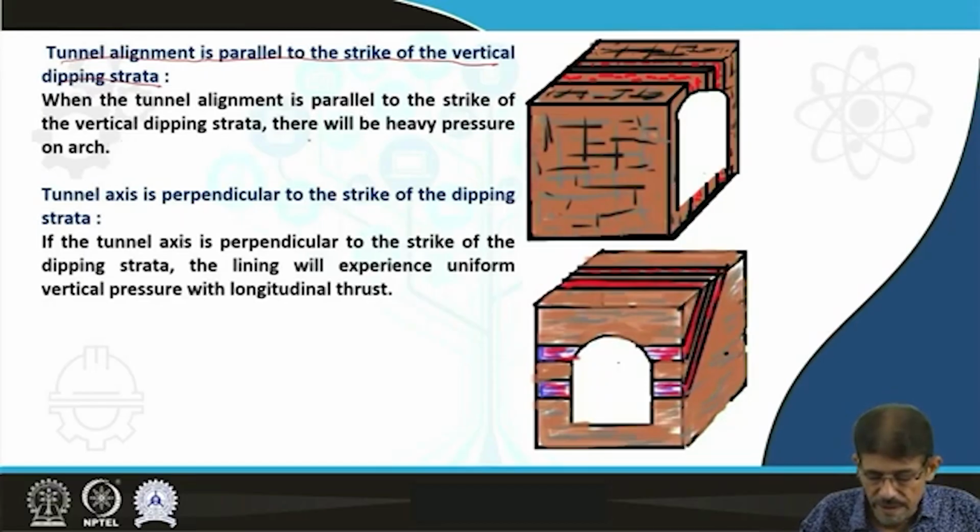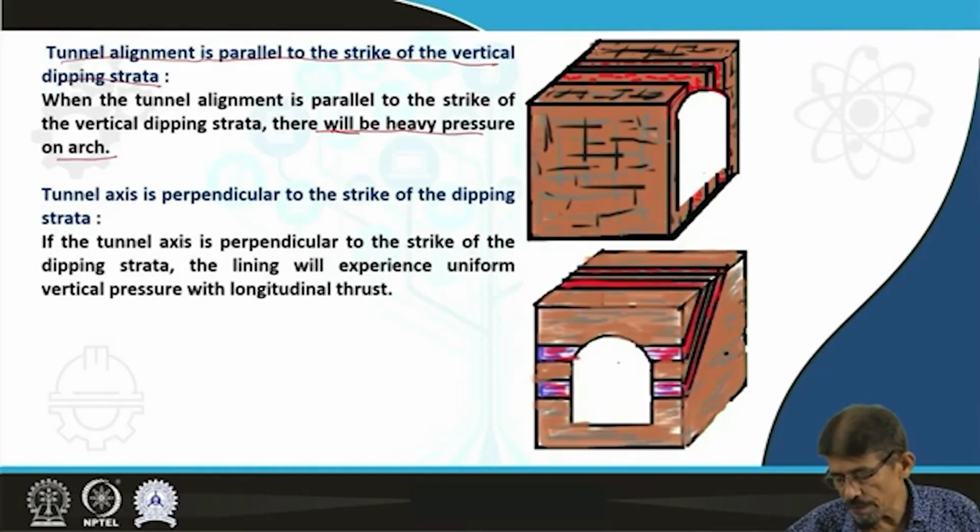If the tunnel alignment is parallel to the strike of vertically dipping strata, then there may be heavy pressure on this arch zone. And friends, you know, the arch is going to distribute load on this wall side. If this arch is feeling heavy load due to the presence of such structures, then the wall should be strong, otherwise there may be a problem of collapse of the created tunnels.